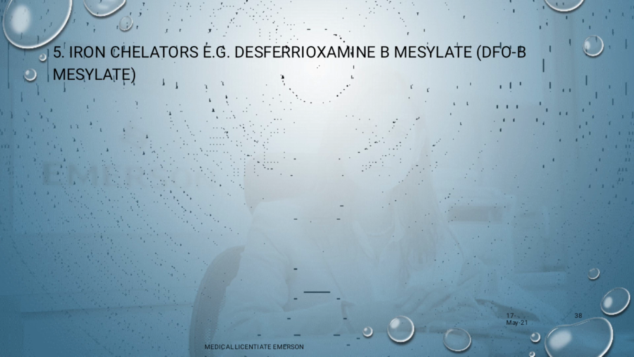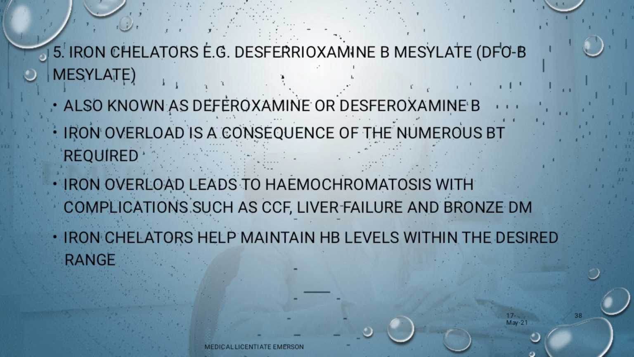Then iron chelators such as deferoxamine mesylate, which is DFO, can also be given, but there should be an indication for you to give iron chelators. Then also known as deferoxamine or desferrioxamine B, which is indicated, of course, because you have to know that iron overload is actually a consequence of the numerous blood transfusions which are required. So for iron overload or iron poisoning, the antidote is deferoxamine.